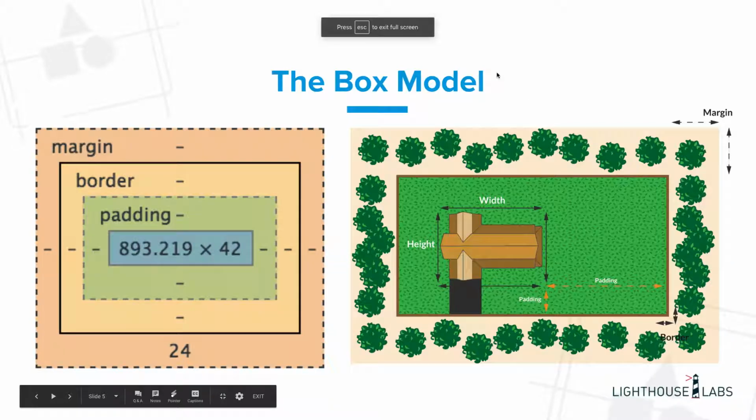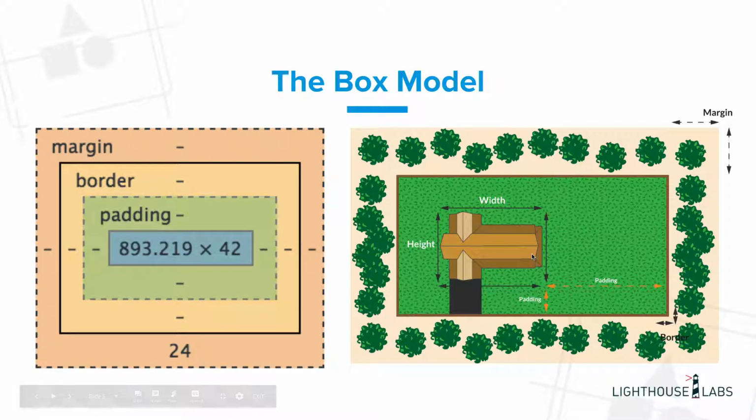The suburban neighborhood analogy: basically think of your content, your height and your width, as your house. The grass around your house is padding, then your fence is your border, and then trees are the margin. Or, the easiest way for me to think about padding is those big boxes from IKEA with all the little styrofoam bits. That's padding. But you guys seem to have the hang of the box model.